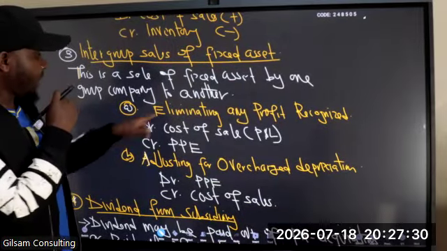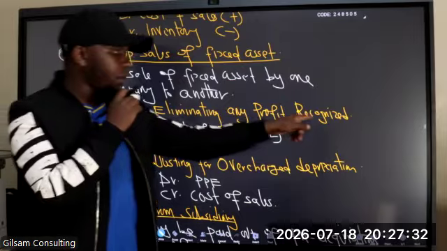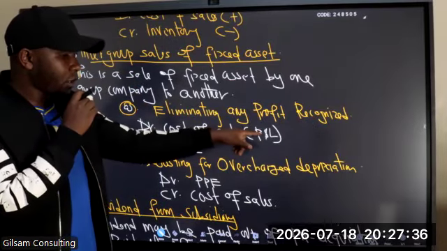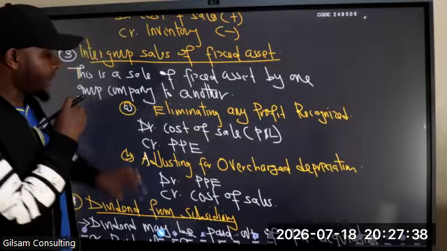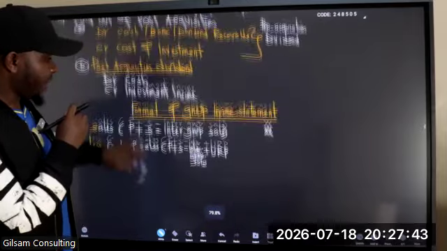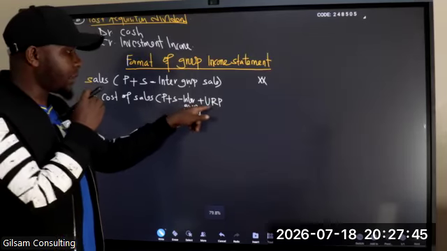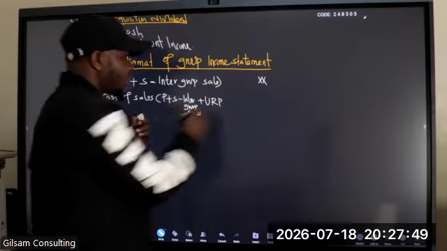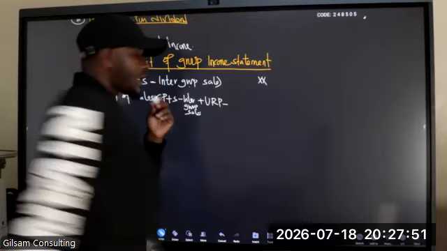Where you see eliminating any profit from recognized, we debit the cost of sales in the profit and loss. So if I add here, I'm removing it, that unrealized profit. What about the overcharge depreciation?